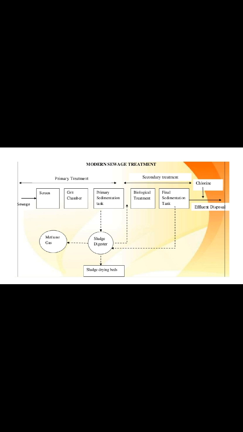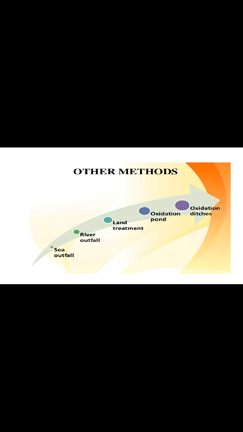First, sewage passes through screens into the grit chamber, then primary sedimentation tanks, with sludge going to the sludge digester. Then biological treatment, final separation tank, then chlorination, and effluent disposal. Sludge from the digester is removed, generally to sludge drying beds, and methane gas is also produced. This is the modern sewage treatment.